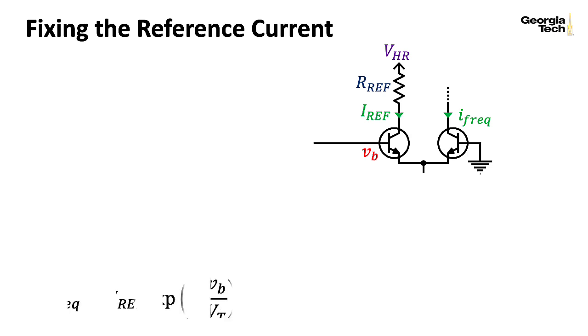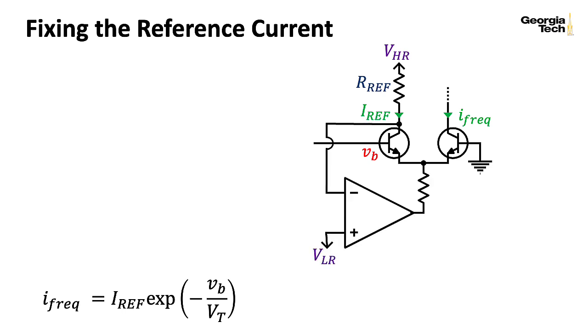Because then I would be in control of what IREF is, and then I could change IFreq by just changing the voltage at the base. Well, when I say things like, if we could clone a voltage, you should imagine at this point that I'm going to pull out an op amp.